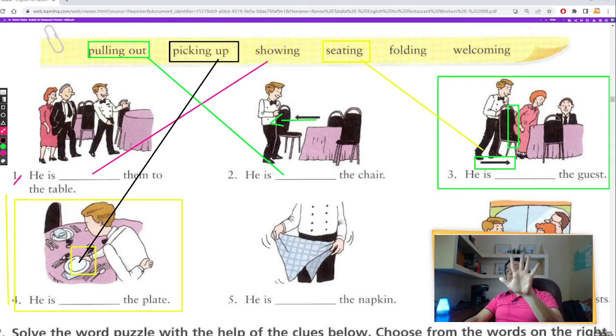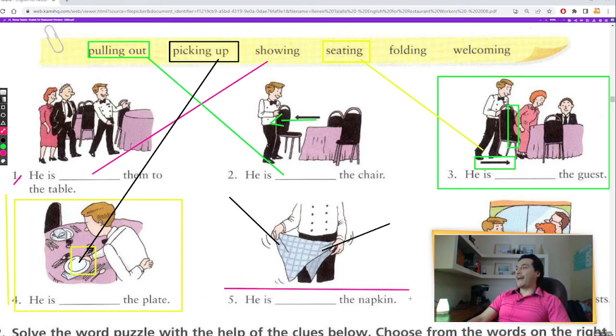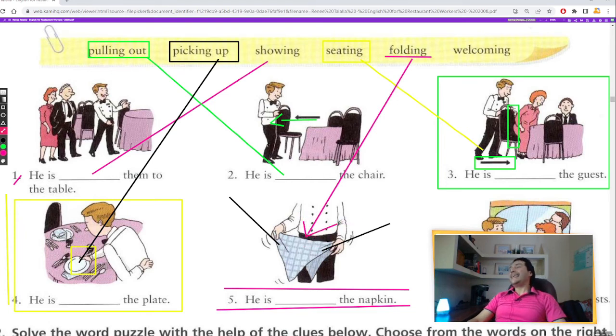Number 5. What's going on right here? With the napkin. He is blank the napkin. He is folding the napkin. He's folding the napkin.